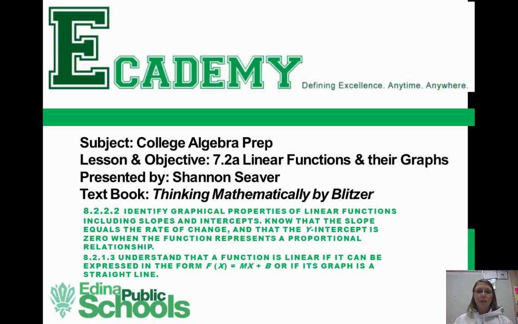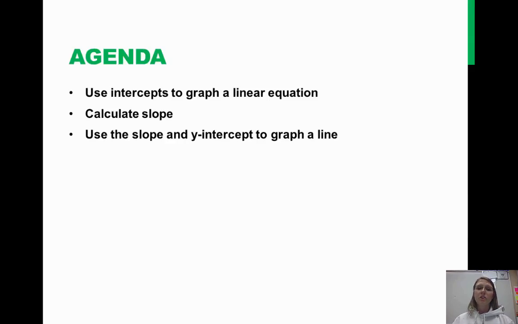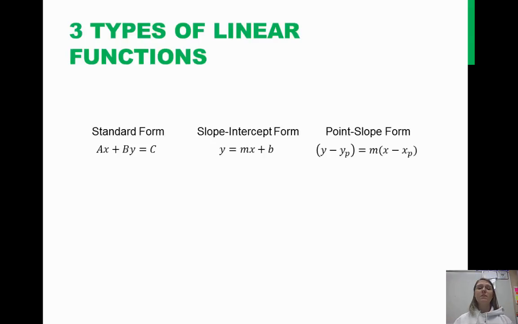Today we're going to look at linear functions and their graphs. This is part A of section 7.2 of our book. On our agenda is to use intercepts to graph a linear equation, calculate the slope, and use the slope and y-intercept to graph a line. There are three types of linear functions.